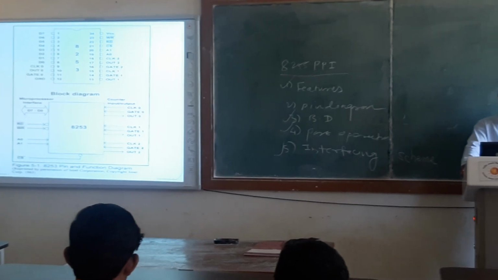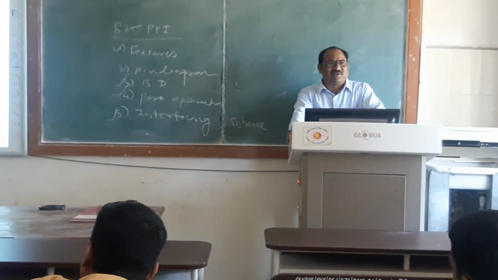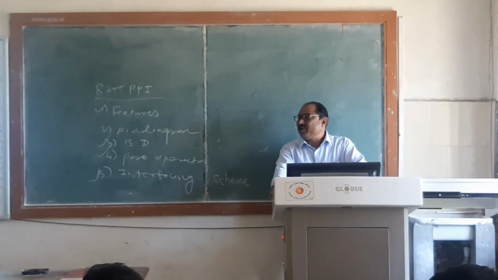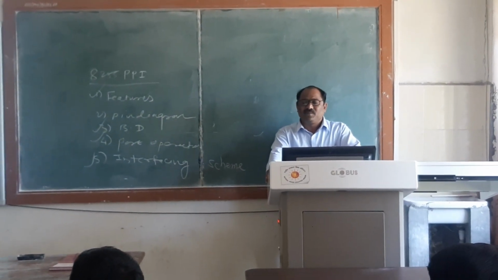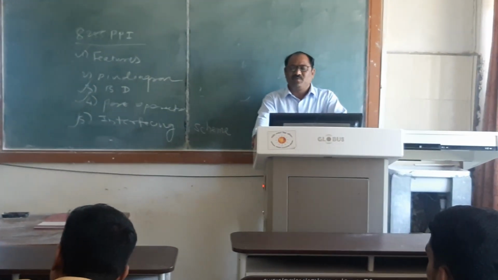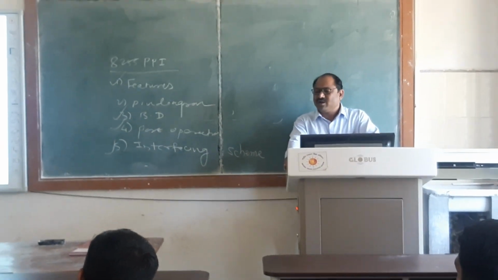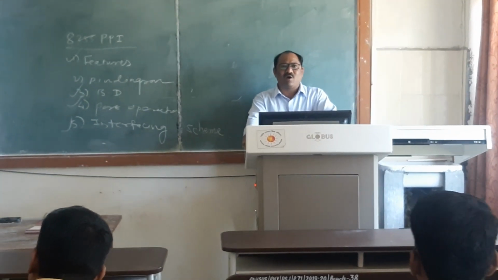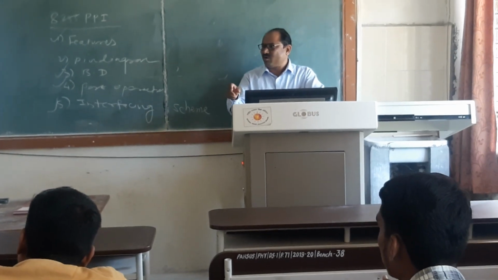Basically, the data buses are D0 to D7. 8 data lines are there, and these are bidirectional. And there are 3 counters, and each counter has 3 lines. Out of them, 2 are input lines and 1 is the output line. The lines are clock, gate, and out. So you are going to apply the frequency to the clock.